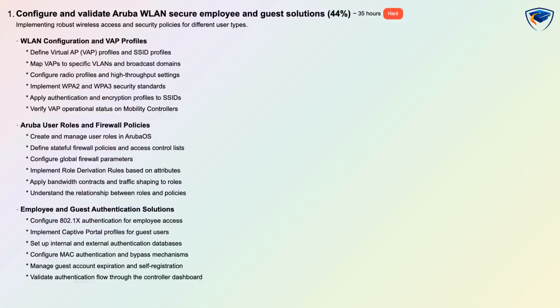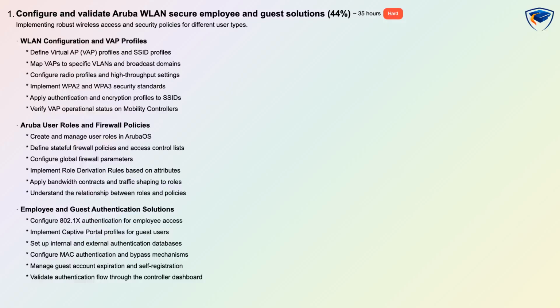The largest domain, configure and validate Aruba WLAN Secure Employee and Guest Solutions, carries 44% weight and is rated hard, with about 35 hours of study and hands-on plus conceptual assessment. You will learn to define virtual AP and SSID profiles, map VAPs to VLANs and broadcast domains, and tune radio profiles for high throughput. Security topics include implementing WPA2 and WPA3 standards and applying authentication and encryption profiles to SSIDs while validating VAP operational status on mobility controllers.